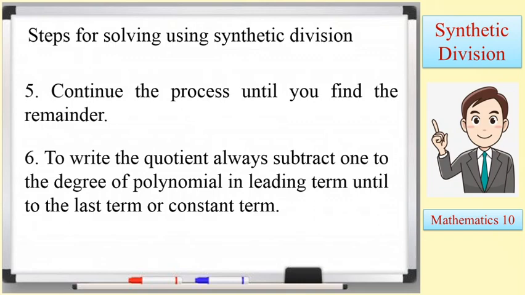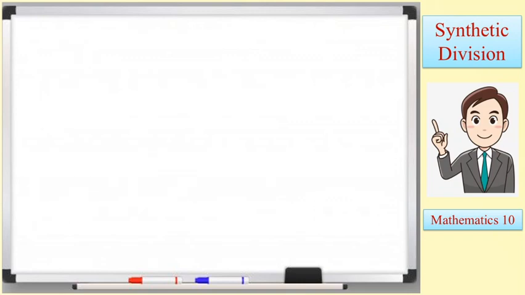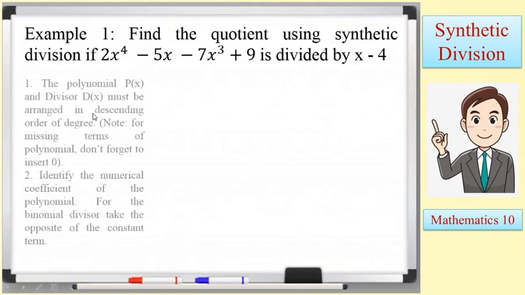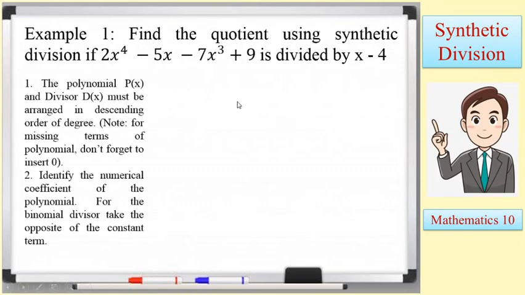Okay, so para mas maunawaan nyo yung steps natin, proceed tayo sa example number 1. Find the quotient using synthetic division if 2x to the 4th power minus 5x minus 7x cubed plus 9 is divided by x minus 4. So sa step number 1 natin, kinakailangan mo nang identify yung polynomial natin. Okay, so our polynomial is p of x equals 2x to the 4th power minus 5x minus 7x cubed plus 9.